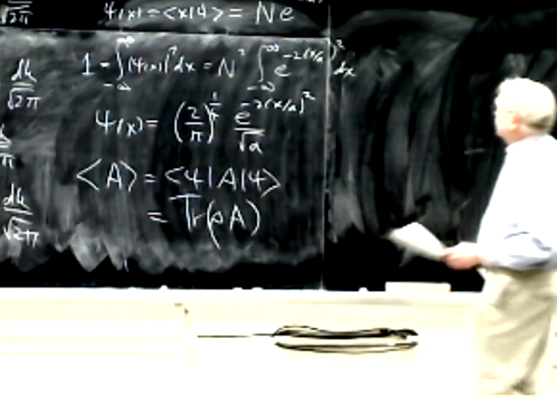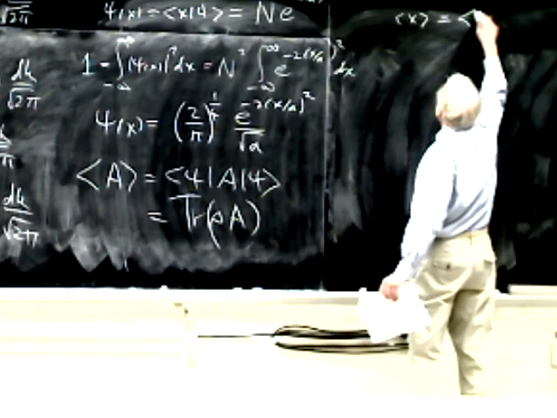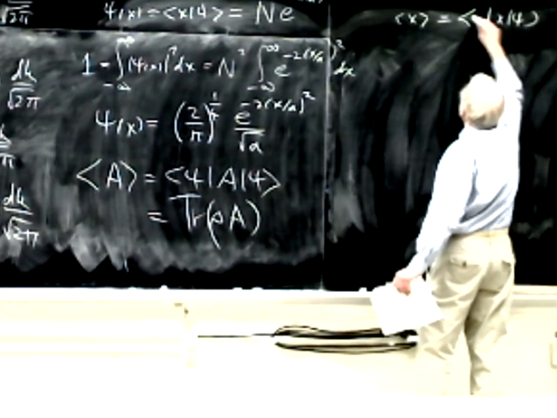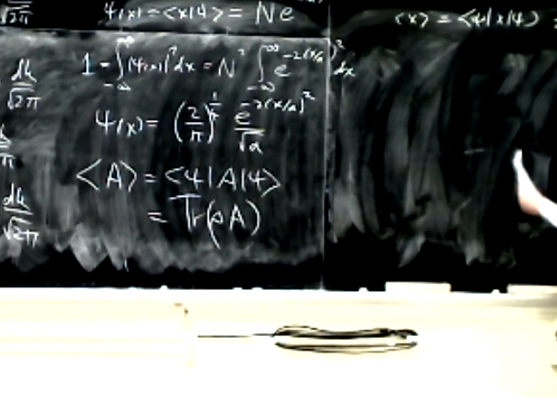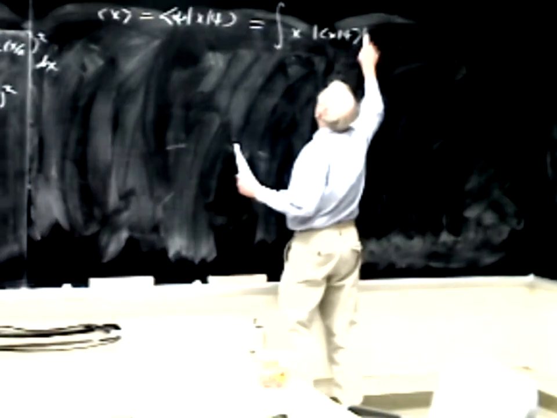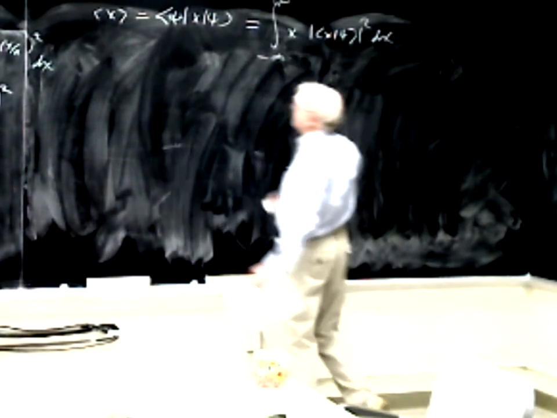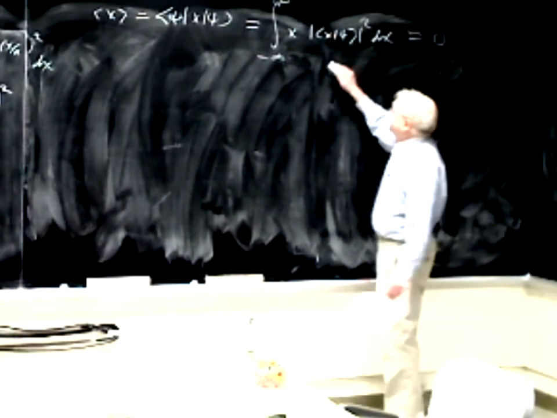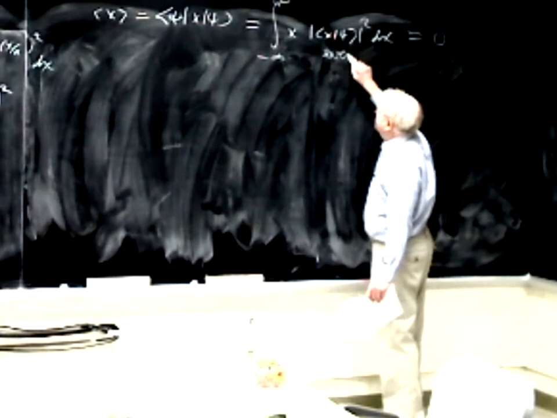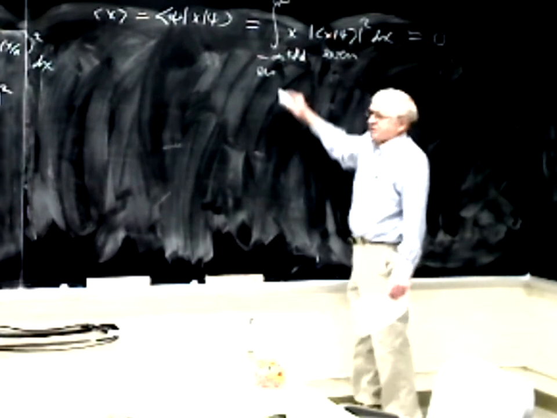Okay, so in particular, the mean value of the operator x in the state psi is just the integral of x psi squared dx from minus infinity to plus infinity. And this, in fact, is 0. Why is it 0? It's 0 because psi squared is an even function, x is an odd function, and this is an even interval, or symmetric interval, let us say.